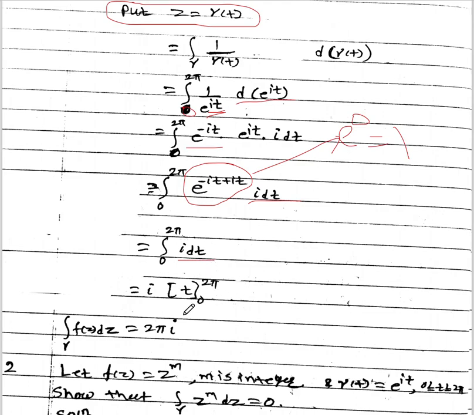So upper limit, lower limit, we will put the upper limit and lower limit. So putting the upper limit and lower limit, we will get 2 pi i. So this is the value of the integral over gamma of f of z dz equal to 2 pi i. Okay, so this is the simple example on a complex integral on result 1.